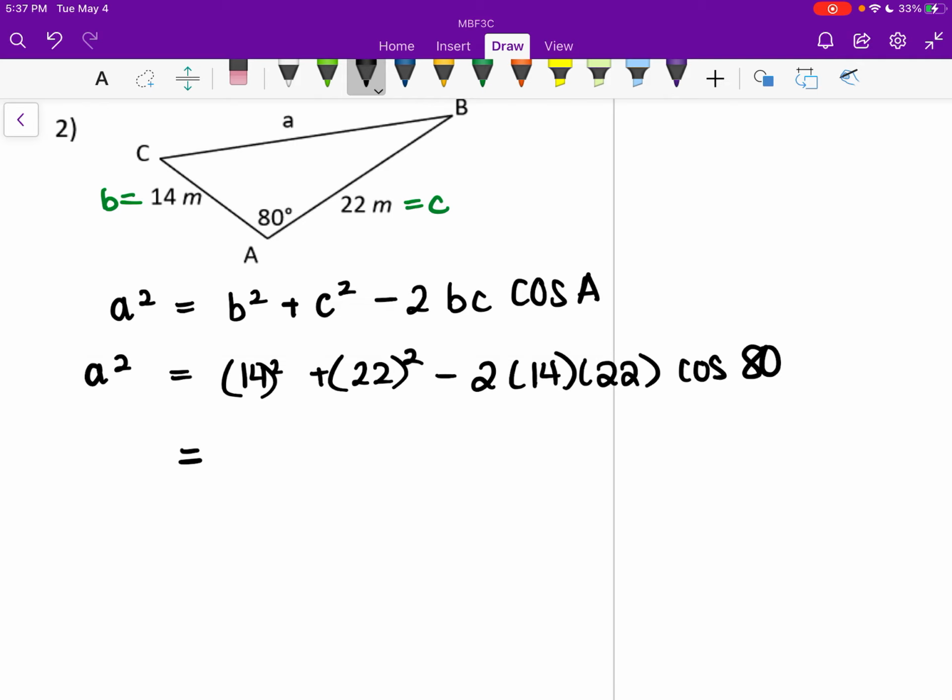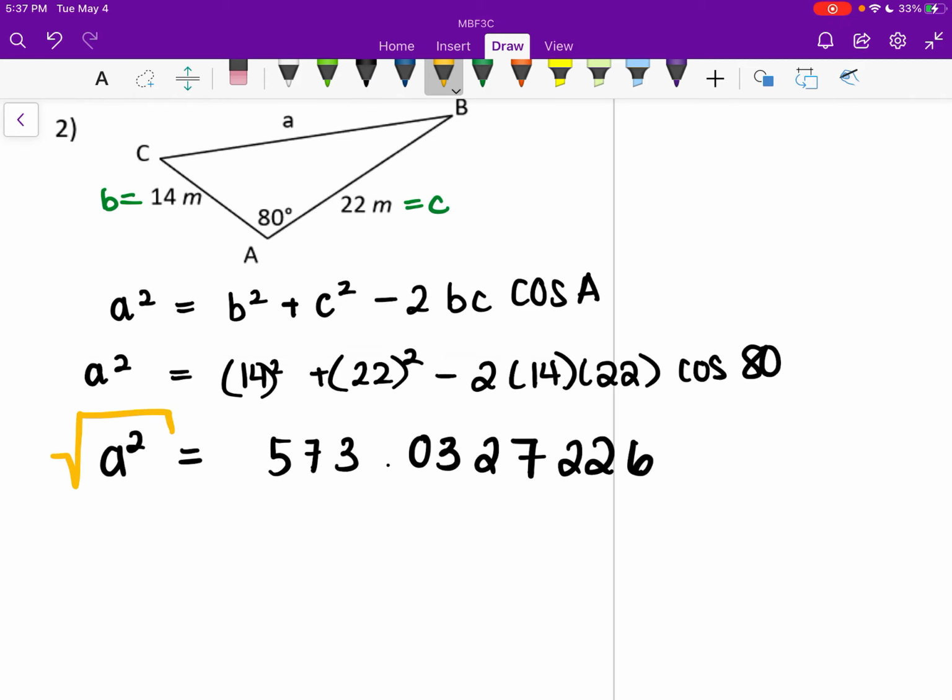So I'm going to get, 14 squared plus 22 squared minus 2 times 14 times 22 times cos 80 is going to be 573.03. So A squared is equal to 573.03. And I like to write as many digits as I can. So 572.26. And in order to get the A by itself, I have to square root both sides.